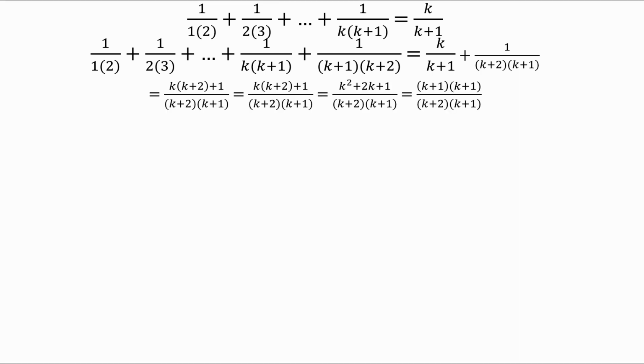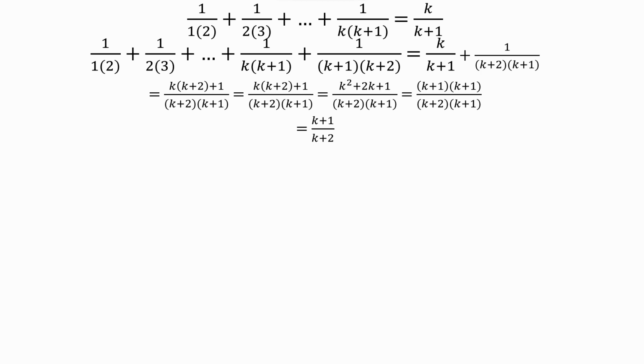First, we can multiply the fraction k over k plus 1 with k plus 2 over k plus 2. This will allow us to convert two fractions into a singular fraction. This makes k times k plus 2 plus 1 over k plus 1 times k plus 2. We can cancel out one k plus 1 term from the numerator and the denominator to get k plus 1 over k plus 2, which is what we are looking for.